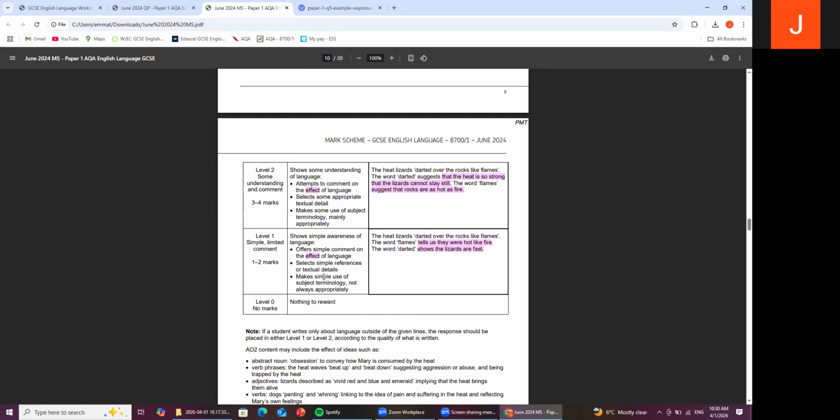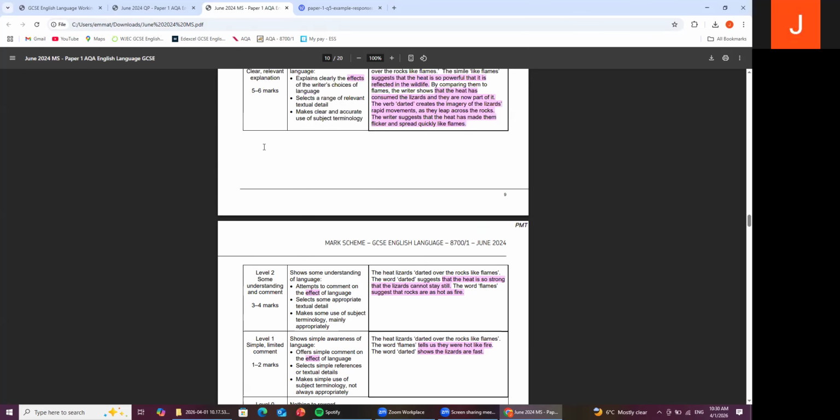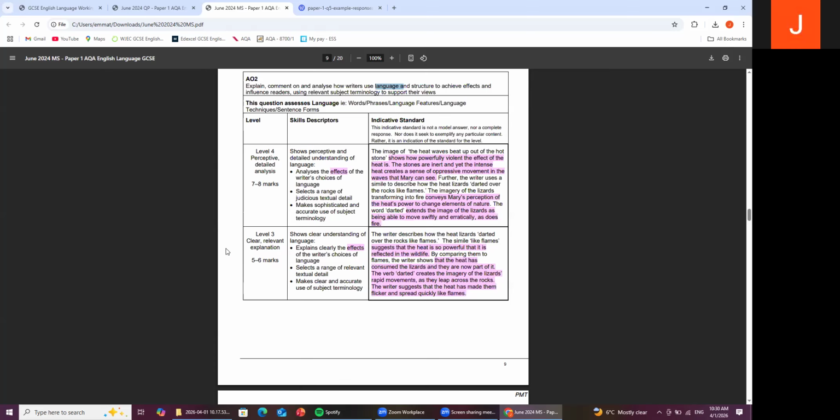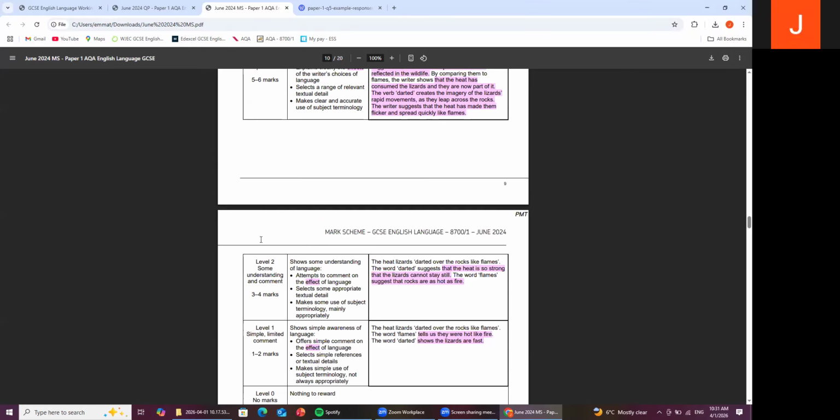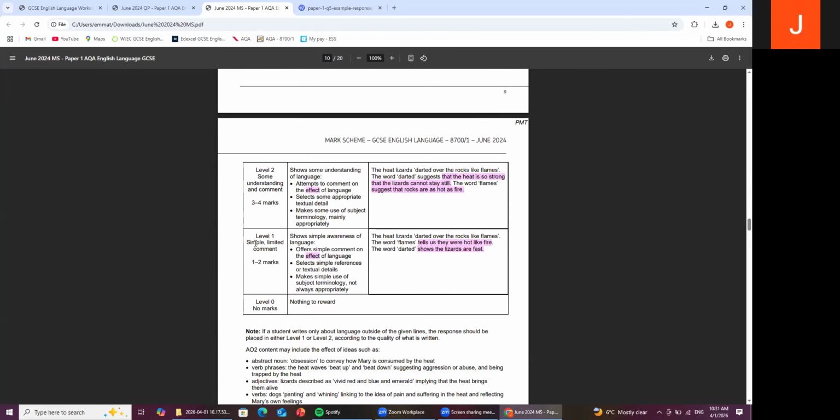I will just have a look at the bottom. I will have a look at level one. And I will have a look at level two, but I'll keep this on the screen here. If you wish to screen grab it, it might be a wise idea for you just to help you with your revision. So at level one, it's simple, limited comment there, 1 or 2 marks. So it shows simple awareness of language, offers simple comment on the effects of language, and selects simple references.